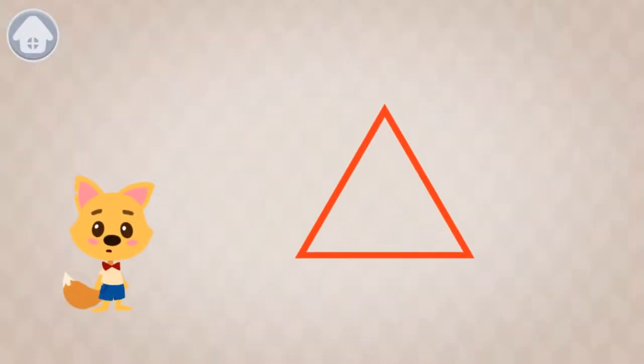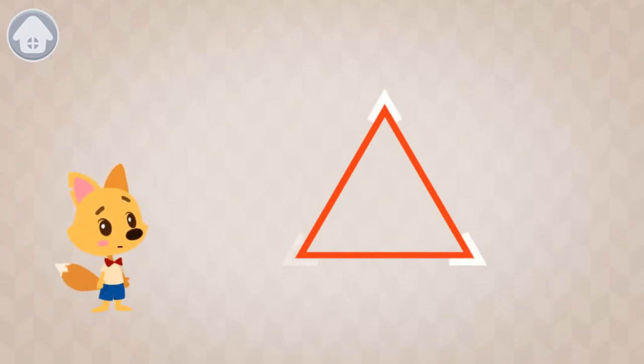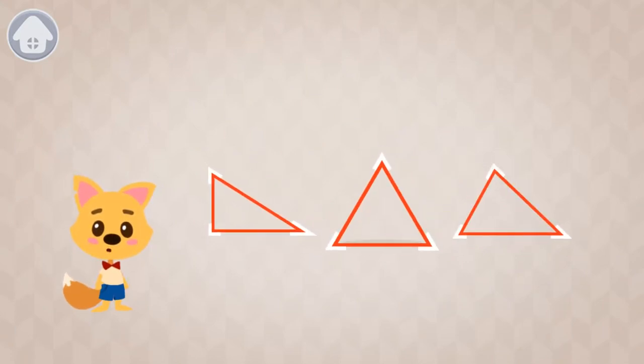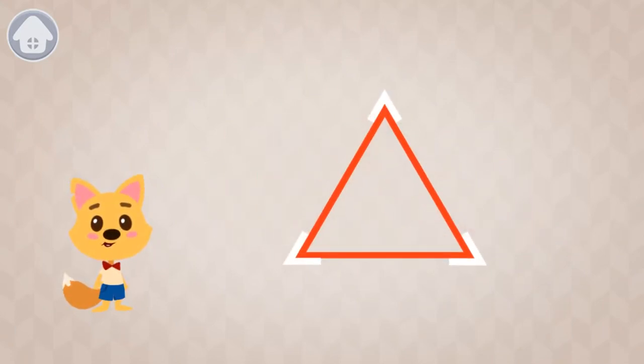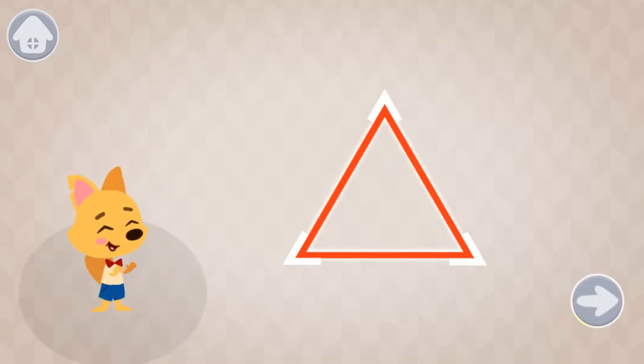This is a triangle. The triangle has three angles. 1, 2, 3. The length of the triangle's sides can be equal or different. Tap on the triangle. Correct!